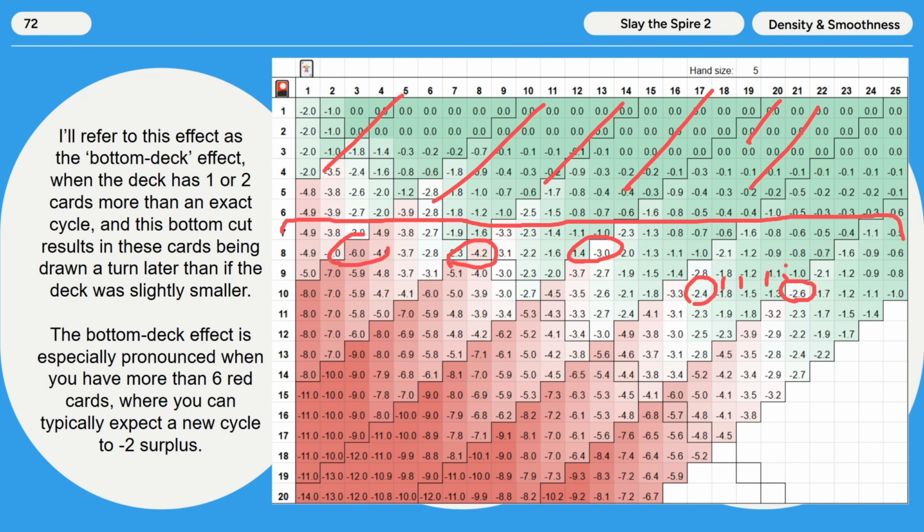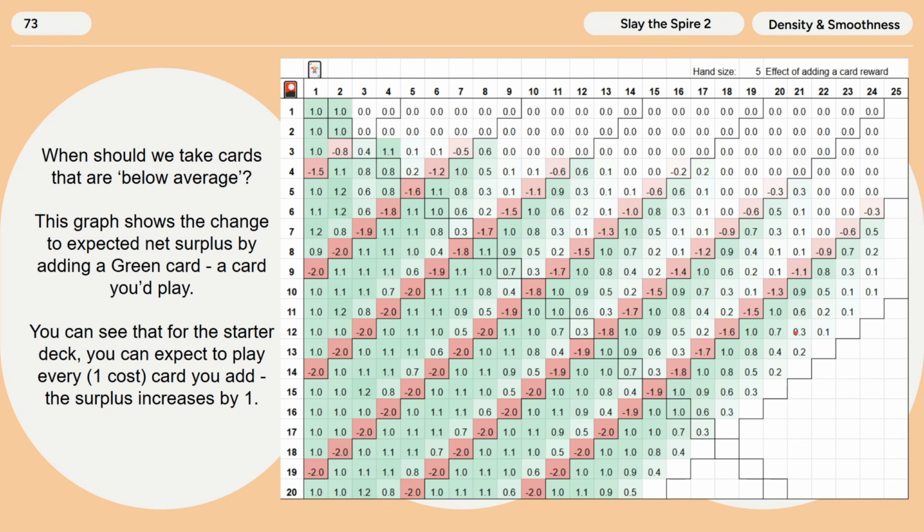Maybe you can read that and say, hey, I can take 4 draft picks and go from a 5-cycle deck to a 6-cycle deck. It won't actually matter. I won't have to play any more strikes or defends. My hand quality won't go down by jamming in 4 more cards. And that is the question: when should you take cards that are below average?